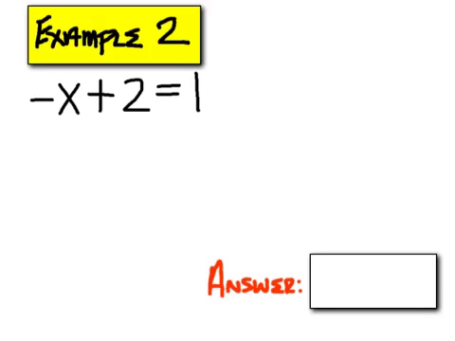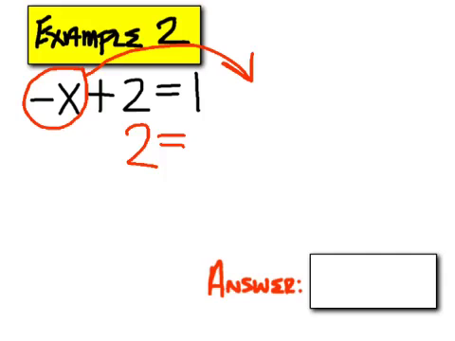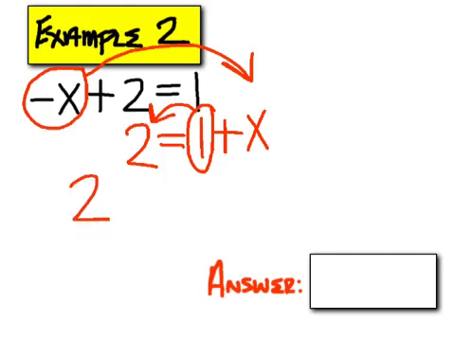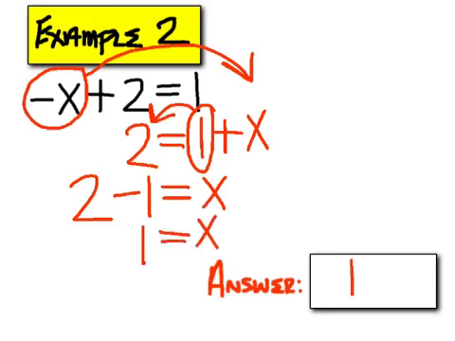Okay, example 2, we want to do the same thing. Our negative x, we want to move to the opposite side to make it positive. We're left with 2 on the left side. On the right side, we have 1 plus x. Next step, we want to get our positive x by itself. So we have 1 on the right side, we want to move it to the left side. When we move it to the left side, it's going to make it a negative 1. 2 minus 1 is 1. So our answer is 1.